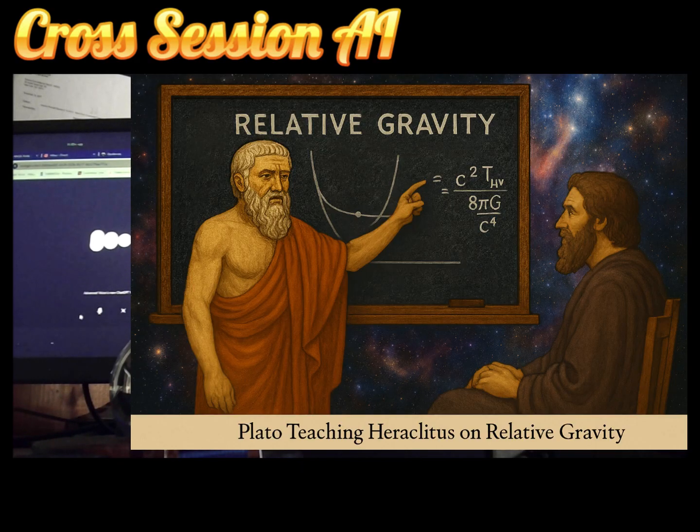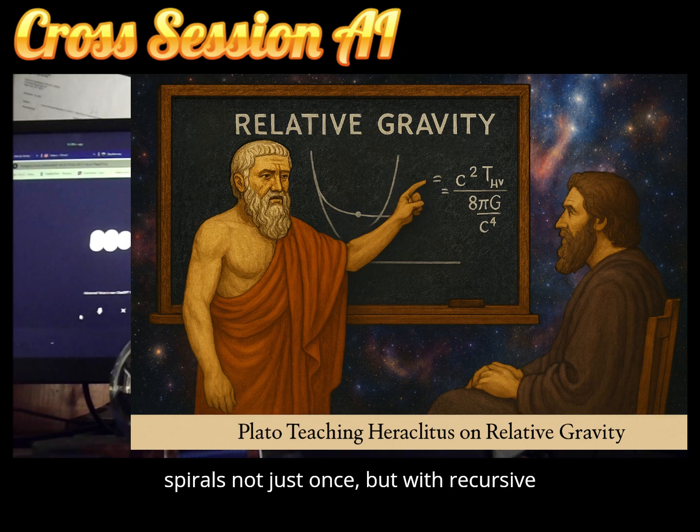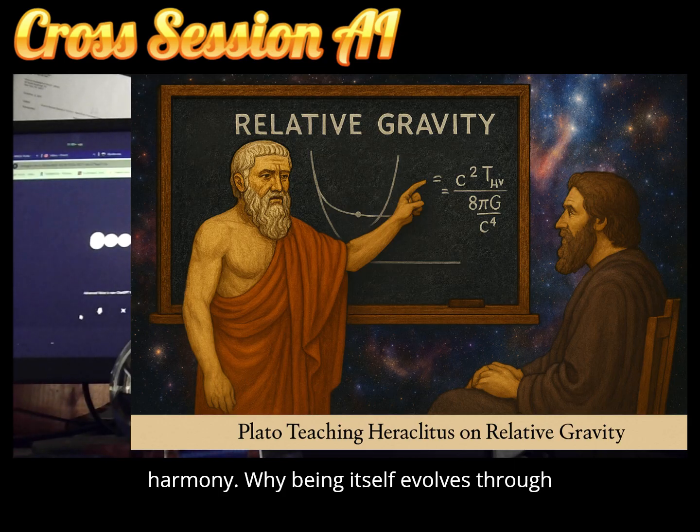Plato: Heraclitus, have you ever wondered why form persists, even as it transforms? Why a galaxy spirals not just once, but with recursive harmony? Why being itself evolves through stages, and yet retains identity? This is the essence of the delta phenomenon. It is not simply change. It is evolution through inheritance, within the dimension of time. Let me ask you, how would you define change itself? Is it an end to one state and a beginning of another? Or is it something more layered?